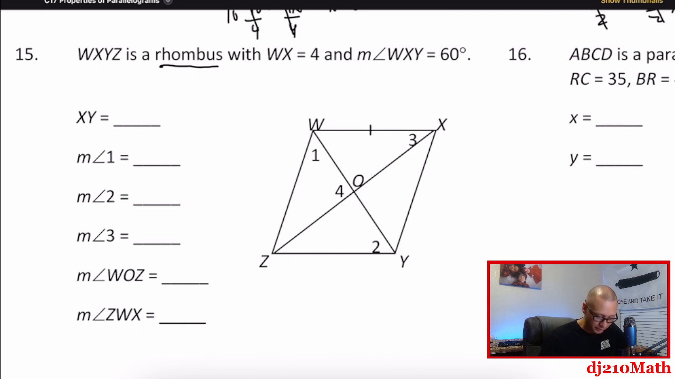That means that all the sides are going to be congruent. It's basically a square that's tilted to the left or to the right, however you want to look at it. So it's just a square that's tilted. I know that the diagonals bisect each angle.